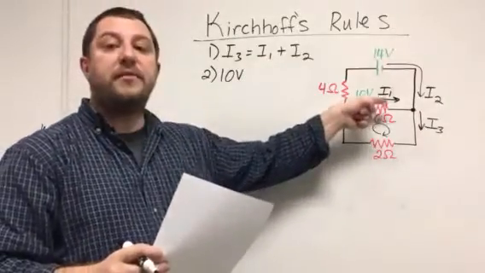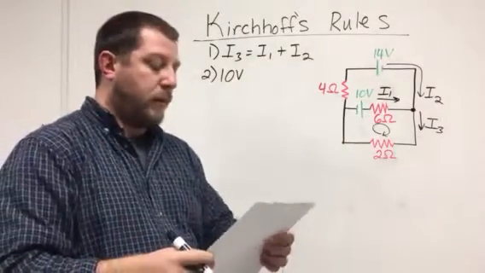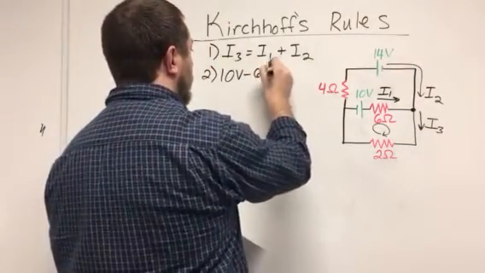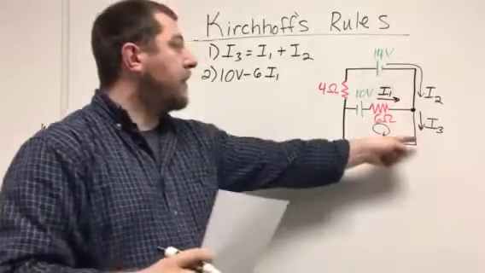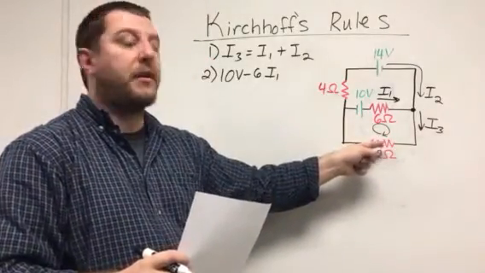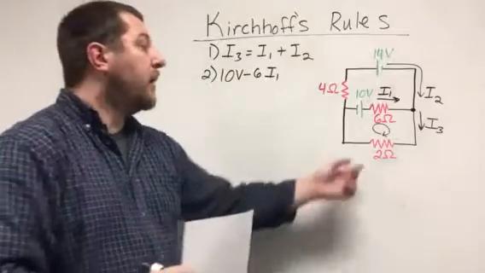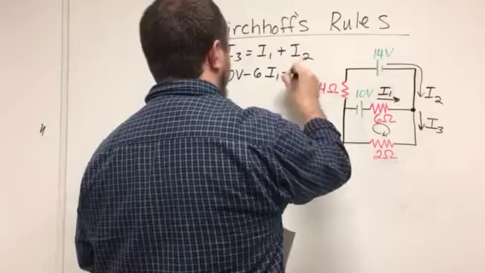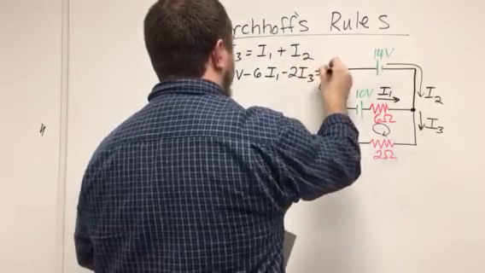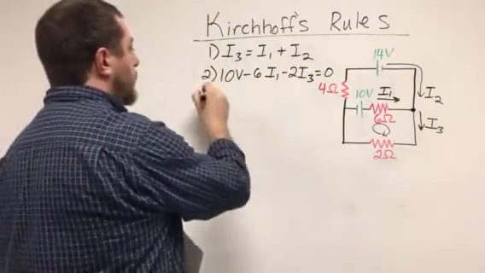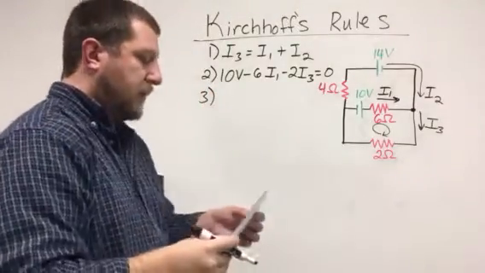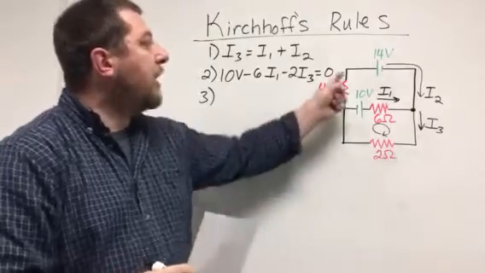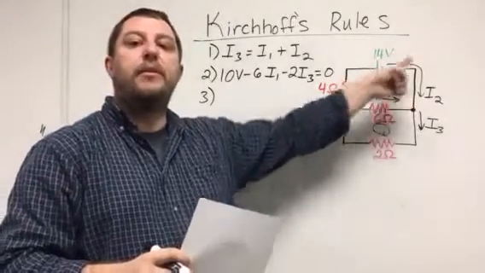And then I traverse this resistor in the direction of I1. So this is going to be minus 6I1. And then I traverse this resistor in the direction of its current as well. So this is going to be minus 2I3. And all of that will add up to 0. And for the last equation, let's just use this top loop right here.